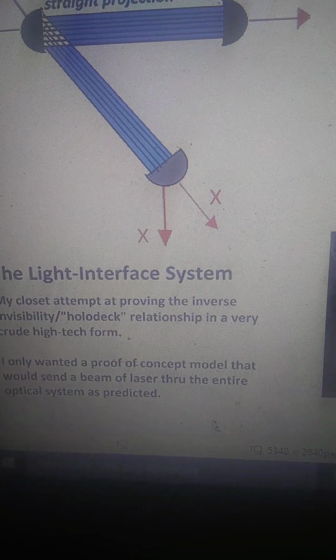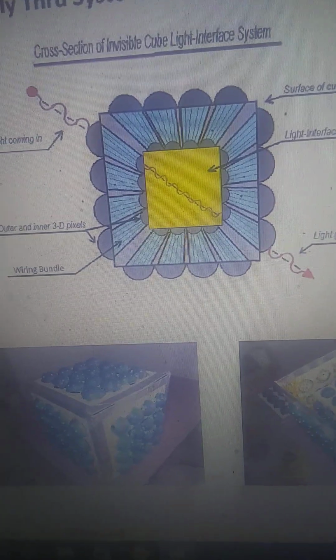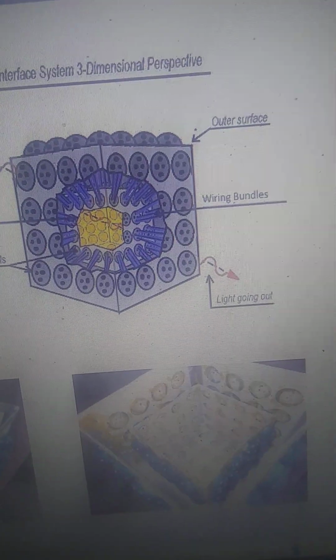that would send a beam of light, a laser, through the entire optical system as predicted. And this is the closest I've come to actually building this model to prove that light through an interface would pass through as if nothing was there, in a very crude way using a laser. See, that's the interface inside. The interface is the concentrated volume of the object. It could be any shape. I chose a cube. That's the interface inside, and that's the inside of the interface, inside the shell of the object.